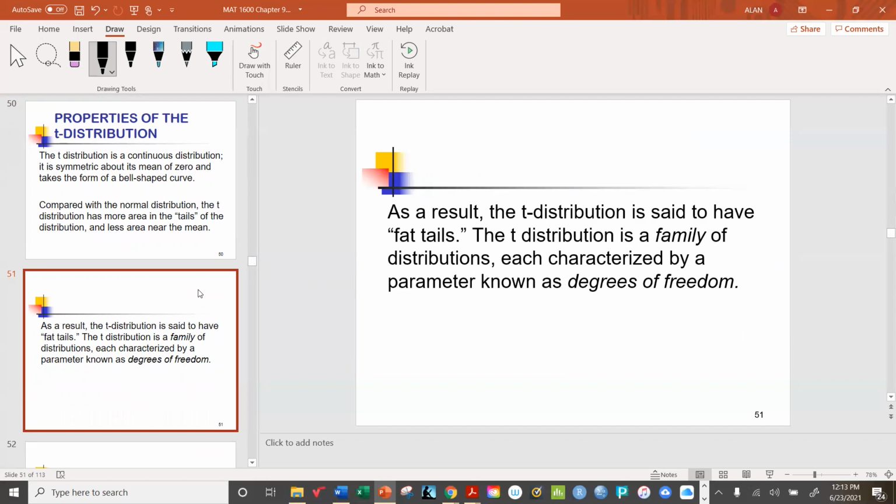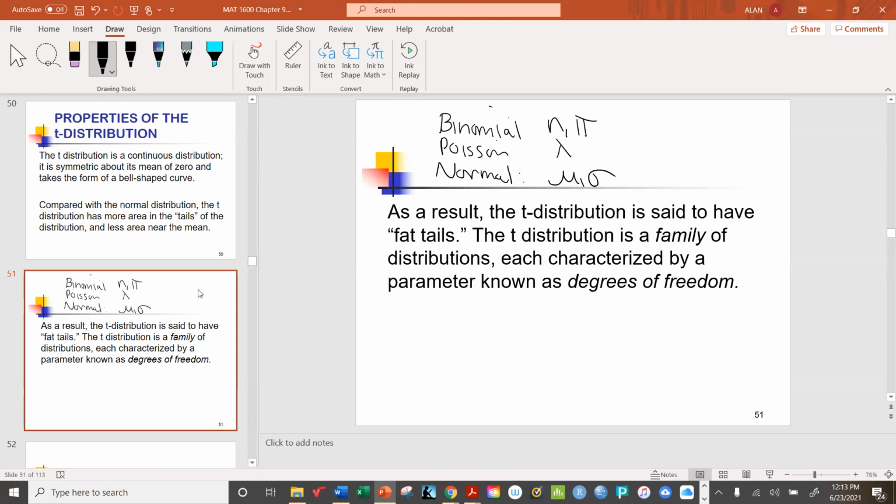Also, this is something that's unique to the t-distribution. Remember, we talked about parameters the other day. The binomial, remember, has the parameters n and pi, and the Poisson has lambda. These are the values that uniquely characterize that distribution. The t-distribution only has one parameter, which we call degrees of freedom, which is usually designated by this new Greek letter that we're about to see. It looks like a fancy V, but this is the Greek letter nu. And that's the only parameter for the t-distribution. If we know that, we know everything we need to know about the t-distribution.